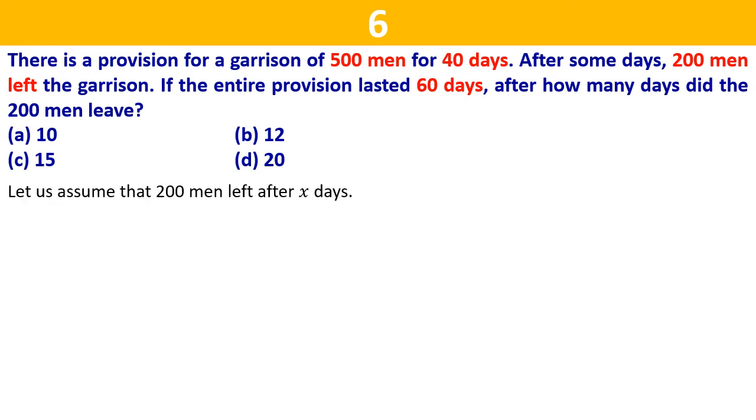Now think how much provision of food is available. 500 men can consume it for 40 days. So the number of men multiplied by the number of days will give you the provision of food like this. This is your first equation.